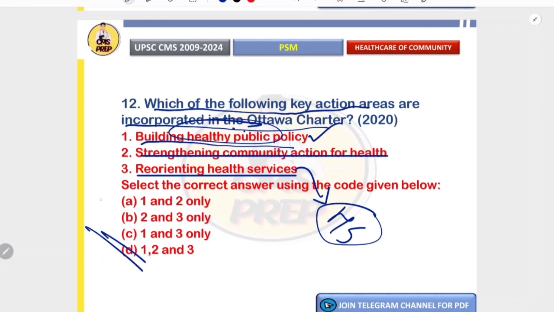It is a fact-based question. You don't need to take too much stress about these types of questions. These are bouncer questions which come about once in 5 to 10 years. Okay, so keep your concepts strong and these questions will just come and go.